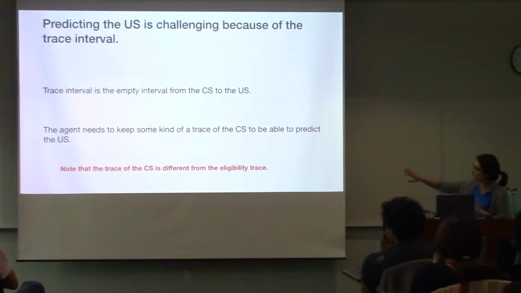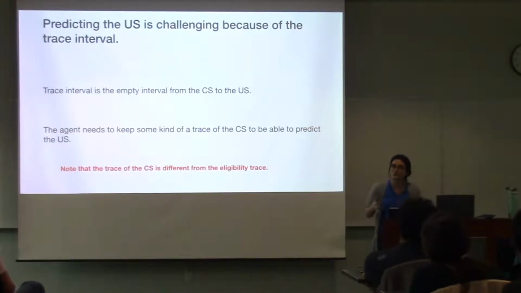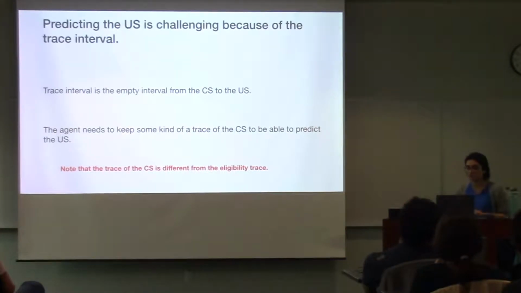Just note that a trace of the CS is not the same as eligibility traces. It's a different thing. But the distractors do happen in this interval, right? Yes, but the distractors are not providing any useful information for predicting the US.